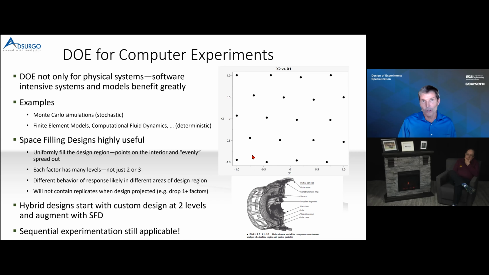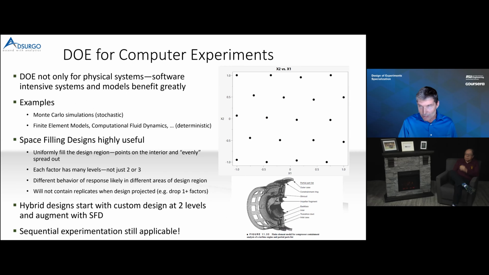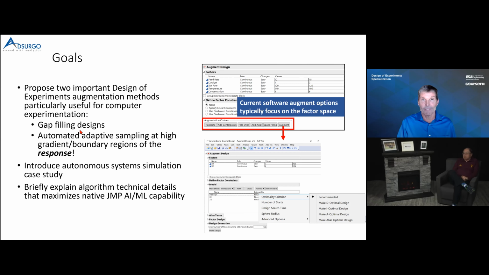It's not just the high and low and maybe the center point; we need some points in between. We found that hybrid designs work out pretty well for this, as well as sequential experimentation being highly applicable to this world. So in this talk, we really have two goals: to introduce two new designs and look at their applicability. We'll use autonomous systems as a use case, but they scale well to other applications. The first thing we want to talk about is gap filling designs. This is a space filling design, and we'll talk about what happens when I have gaps in my design.